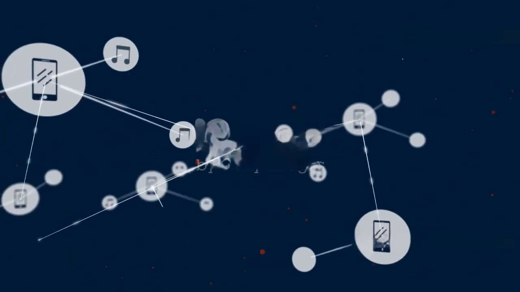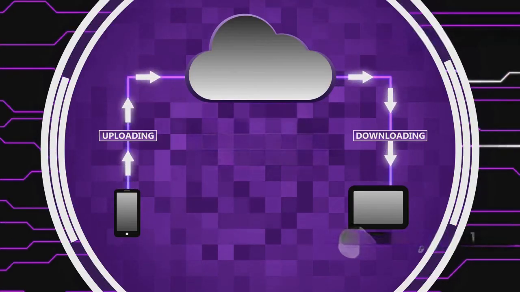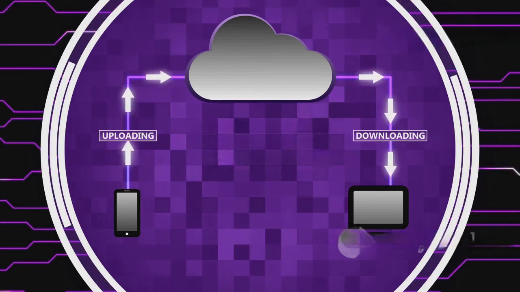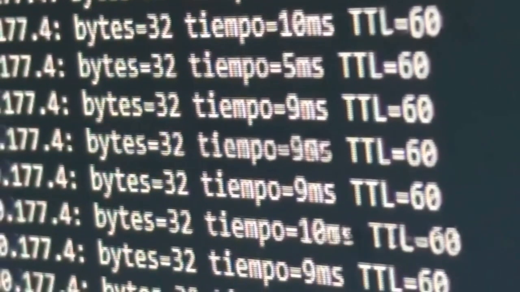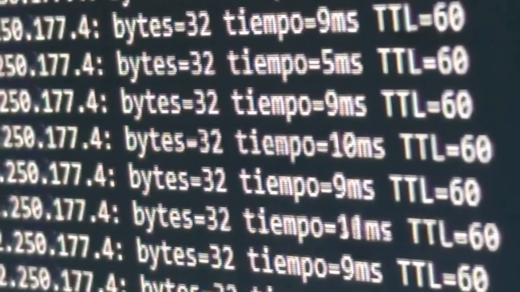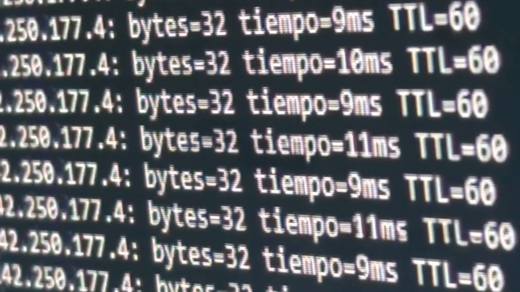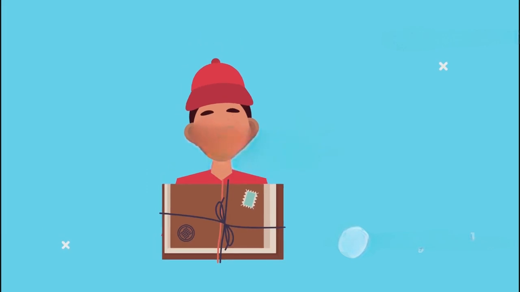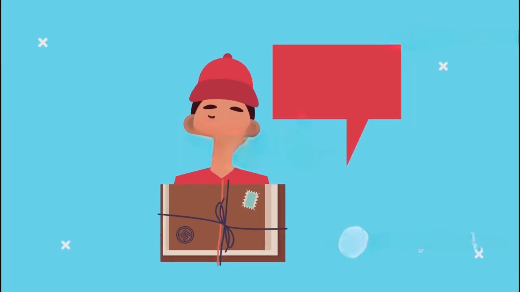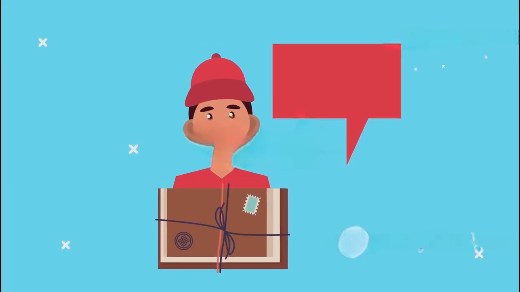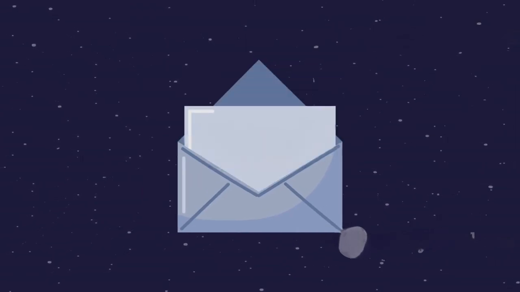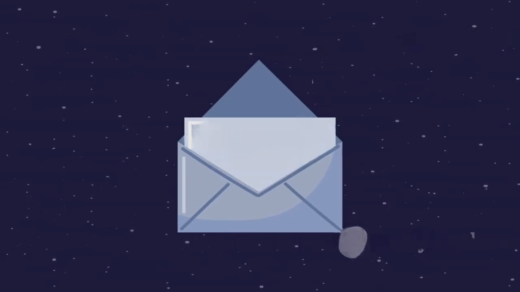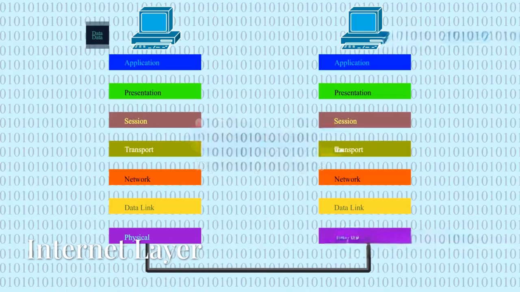Next, we have the transport layer. This layer makes sure the data sent from one device gets to the correct application on the other device. The 2 main protocols here are TCP, Transmission Control Protocol, and UDP, User Datagram Protocol. TCP is like a delivery truck. It makes sure data is delivered in the right order and checks for errors. UDP is faster but less reliable. Think of it like sending a letter without tracking or confirmation that it was received.